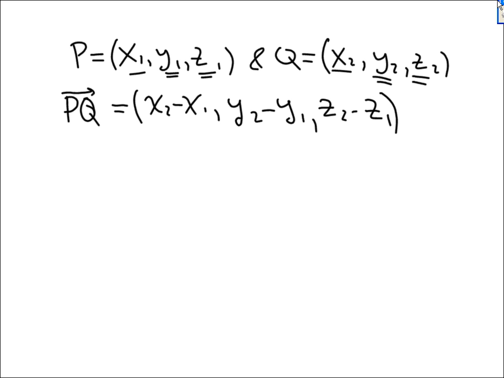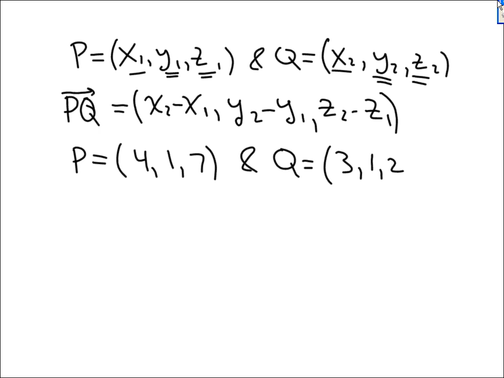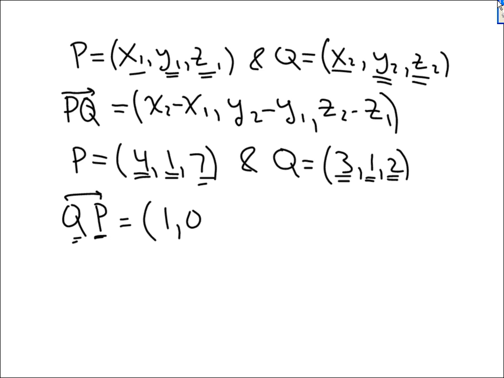I'm going to work out 1 or 2 examples, and then I want to make a very strong comment or appeal. If you have P is equal to 4, 1, 7, and Q is equal to 3, 1, 2, and say you want to go from Q to P, so you do P minus Q. You do 4 minus 3, 1. You do 1 minus 1, 0. You do 7 minus 2 is 5. And you say that wasn't bad.